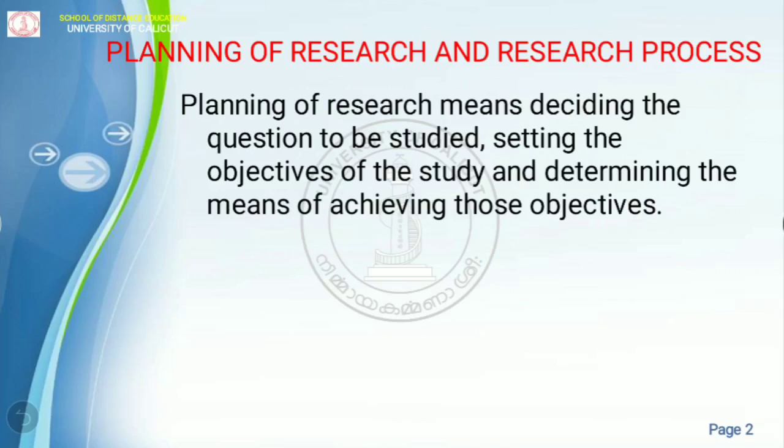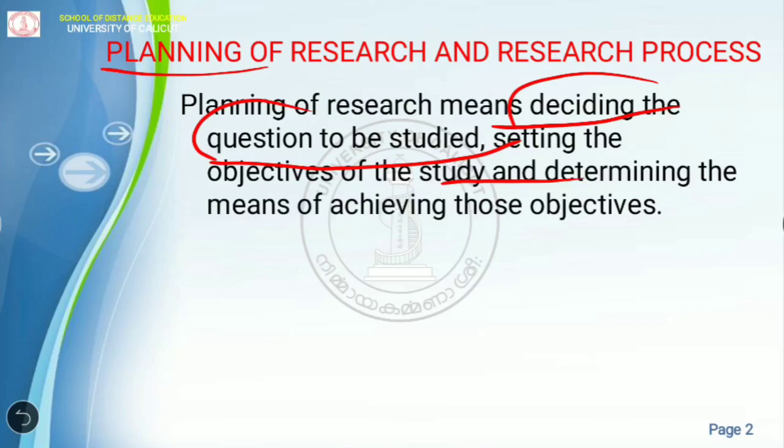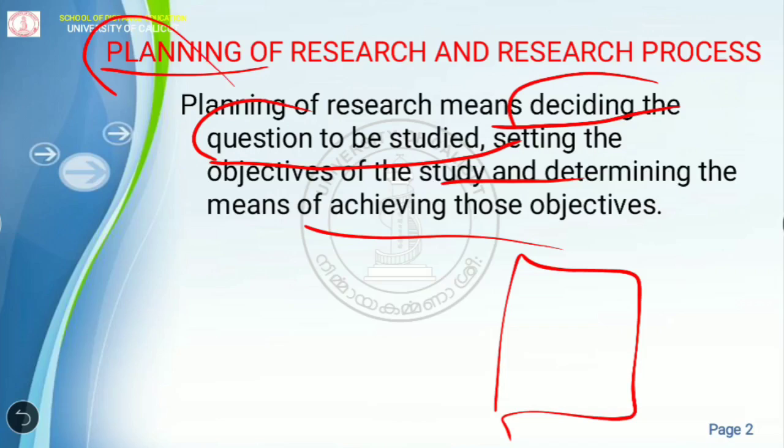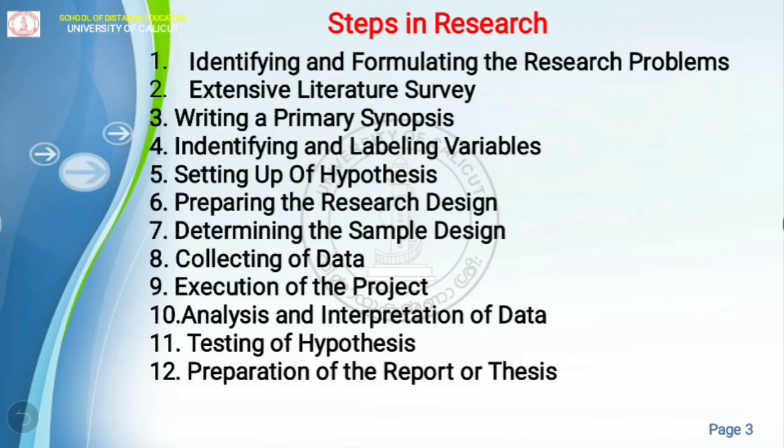So planning of research means, as the name indicates, deciding in advance the question to be studied. The question here means the area that we are going to research, setting the objectives of the study and determining the means of achieving these objectives, how we are going to study our problem. That is the area or term relating to the planning of research and research process. So we will move through some steps.